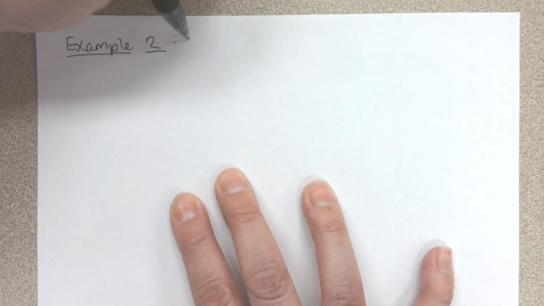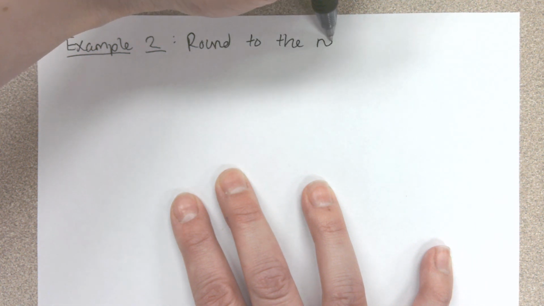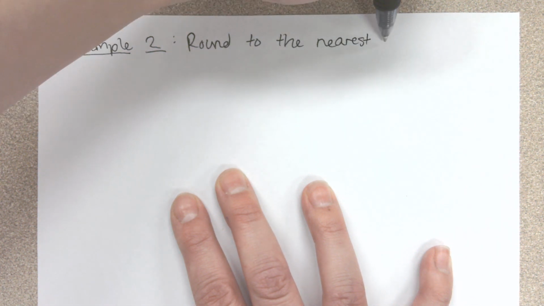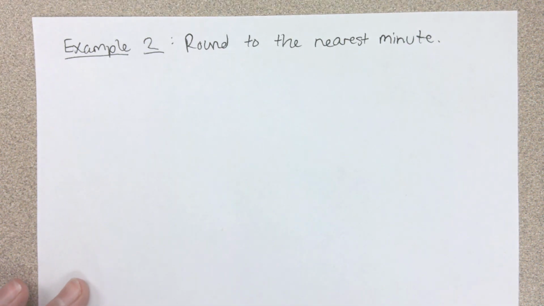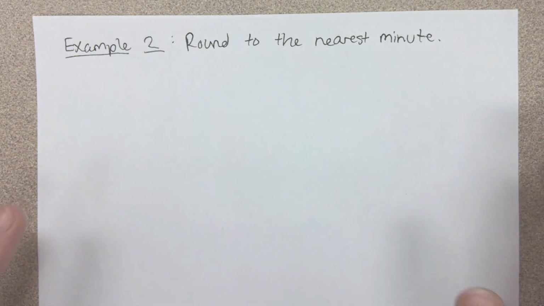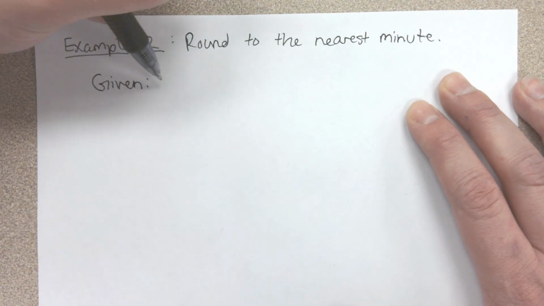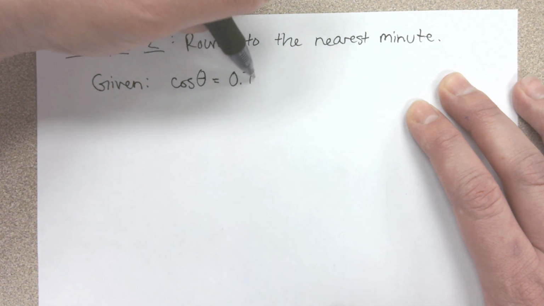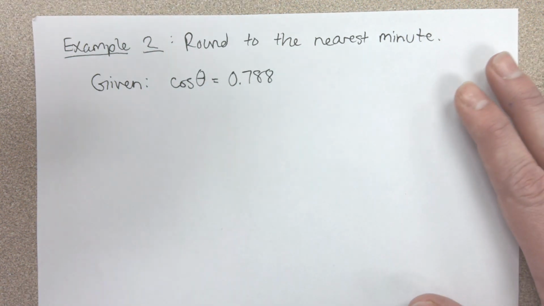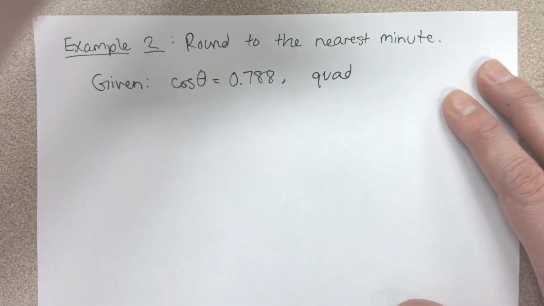All right, example 2. Reminder, we still round to the nearest minute. We are given cosine of theta is equal to 0.788, and let's be in quadrant 1.